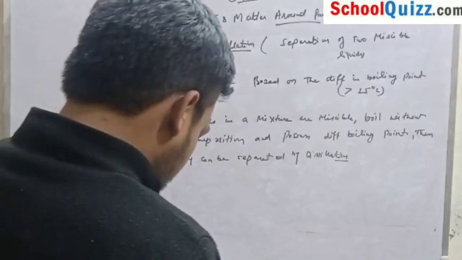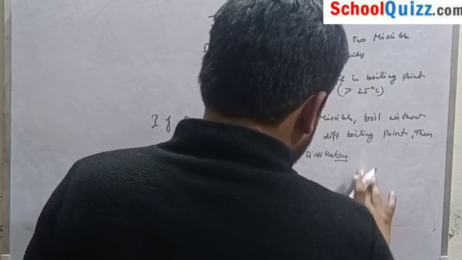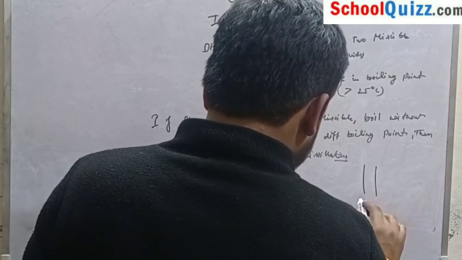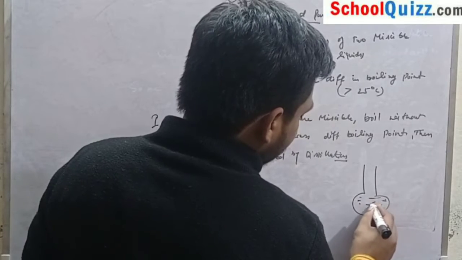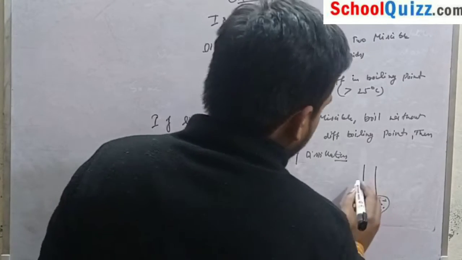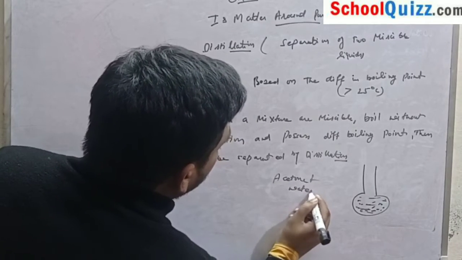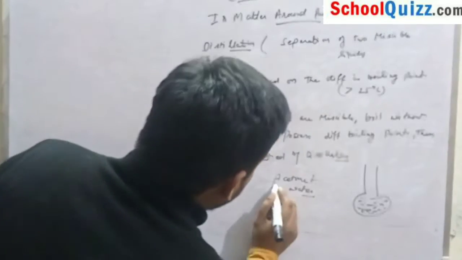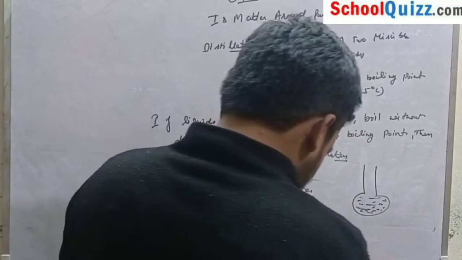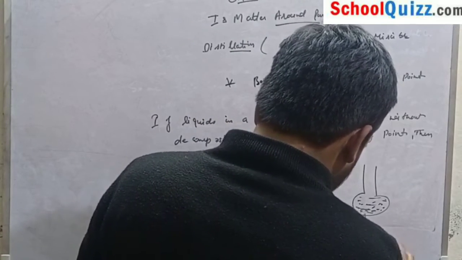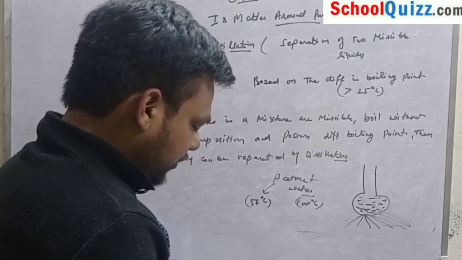How can we do so? We will take our flask in which we will take our mixture. Like if we take our mixture of acetone and water. As we know, acetone's boiling point is 56 degrees Celsius and water's boiling point is 100 degrees Celsius. So we will provide it heat by the burner. We will heat it with the help of a burner.